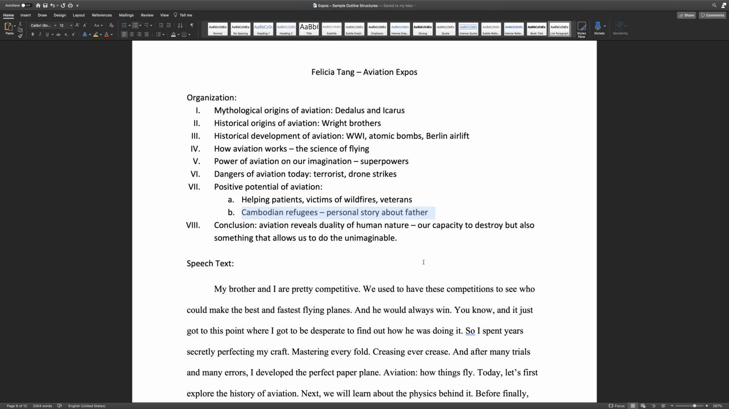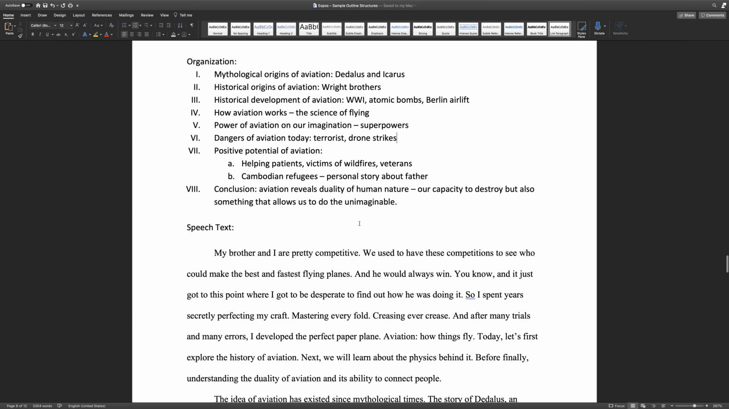And then, of course, she got to the big dramatic example, which was about Cambodian refugees and the personal story about her father. Something I want to note about this speech, her dramatic implications were actually dramatic in a positive way. It was like a heart-wrenching story, but one that ended very well. It wasn't just negative, but I think it worked quite effectively, right? About her father being able to escape this horrible regime and come and start a better life thanks to the promises of aviation. Now, of course, she had dramatic stuff above with the atomic bomb as well as the terrorism and drone strikes. So she had both.